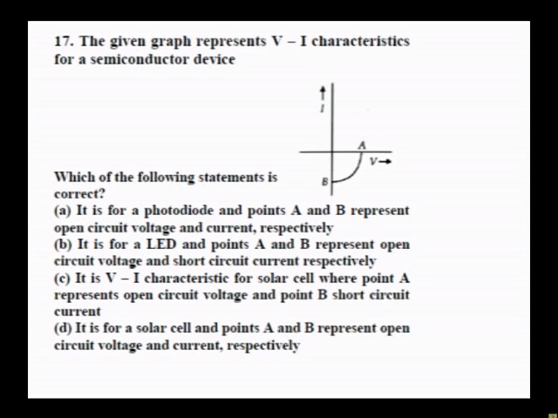It is a VI characteristic for a solar cell where point A represents open circuit voltage, and B represents short circuit current. So this is the correct choice.